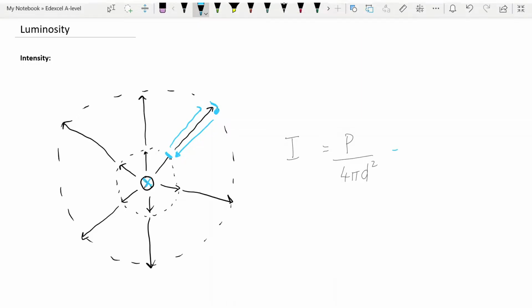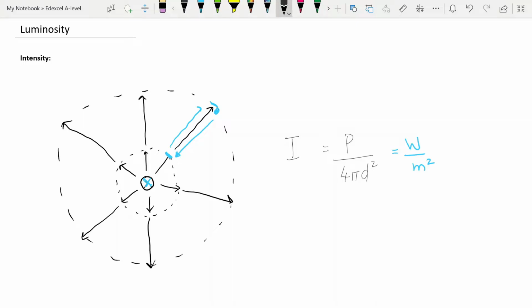We should be able to see that, of course, this means that intensity will have a unit of watts per meter squared, or joules per second per meter squared. And this is another inverse square law. As you double your distance, your intensity is going to fall to a quarter of the original amount.